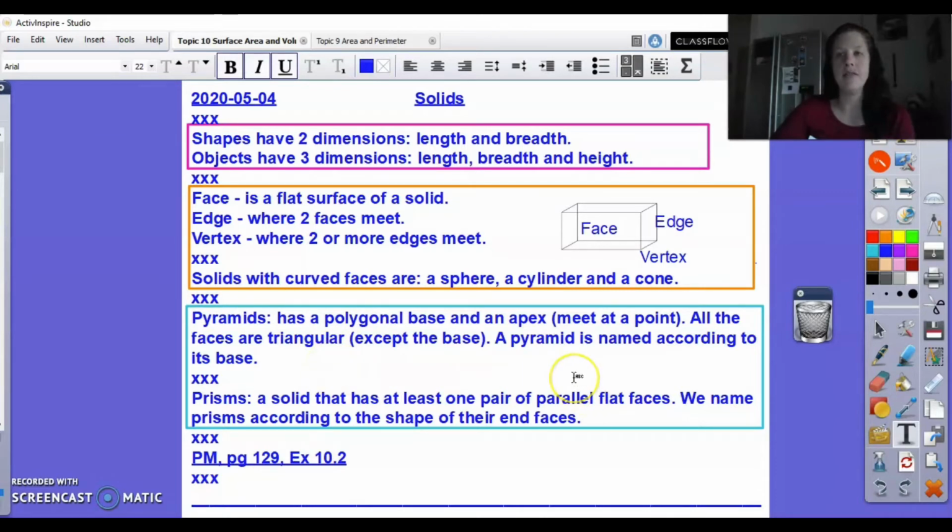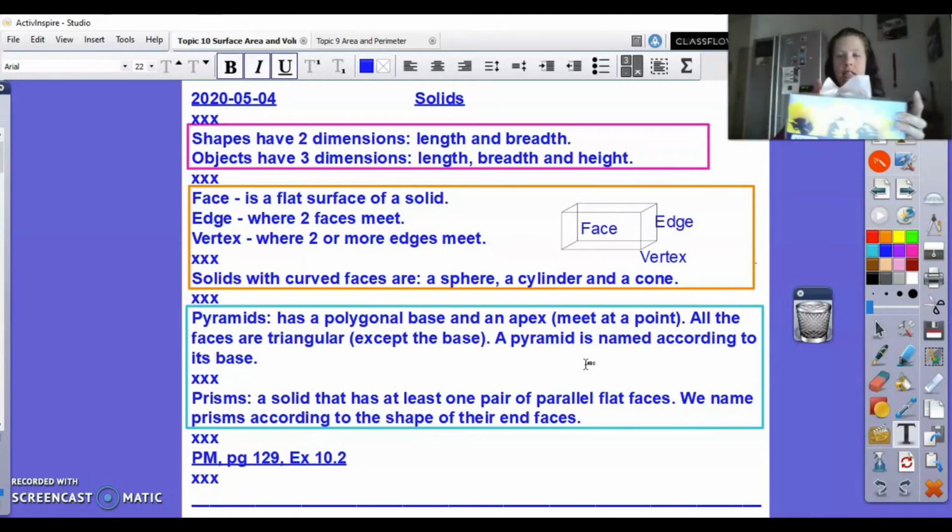When I go back to prisms, however, prisms are solids that have at least one pair of parallel flat faces. We name prisms according to the end faces. So we look at the shape of the end faces. So again, this tissue box, okay? This is my end face, that's my end face. And it happens to be a rectangle, okay? So I name it according to the end base. And this would be a rectangular prism or a cuboid, okay?